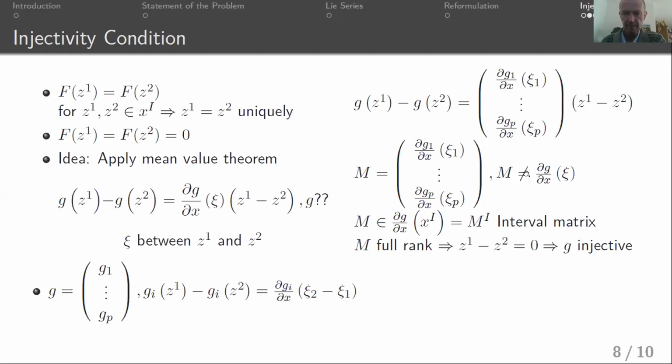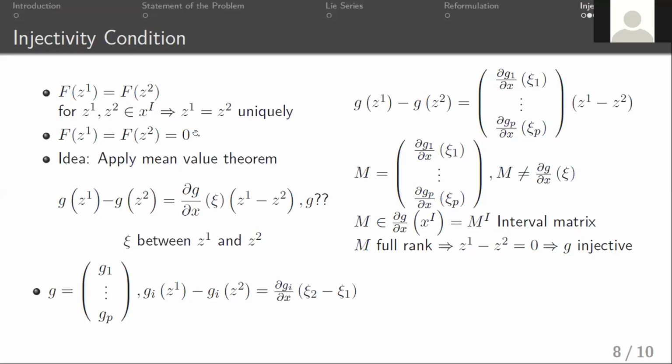And the problem is this matrix does not correspond to the Jacobian matrix of the function g at an intermediate point, because we have here these different intermediate points. Here's a connection to the well-known Jacobian problem, where the question is, if the Jacobian matrix for all values has full rank, is the function injective? And in some special cases, this is true. But in a general case, you can see it here, this cannot be true because these intermediate values are different. And what can we do now?